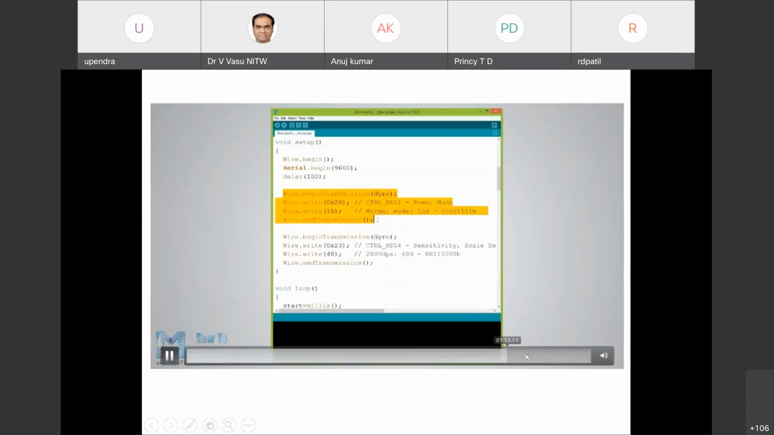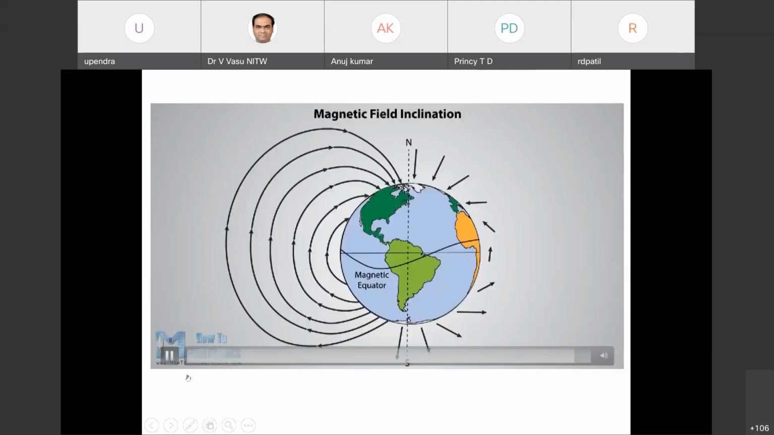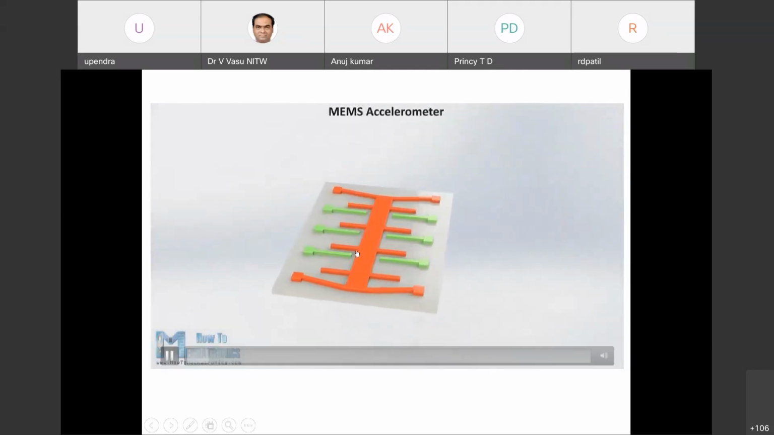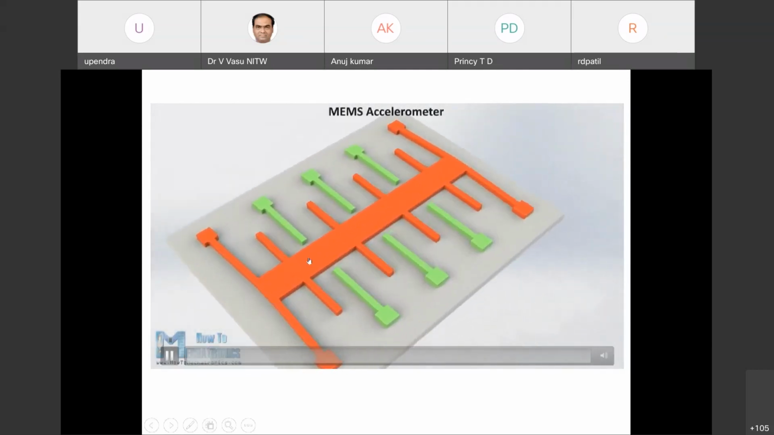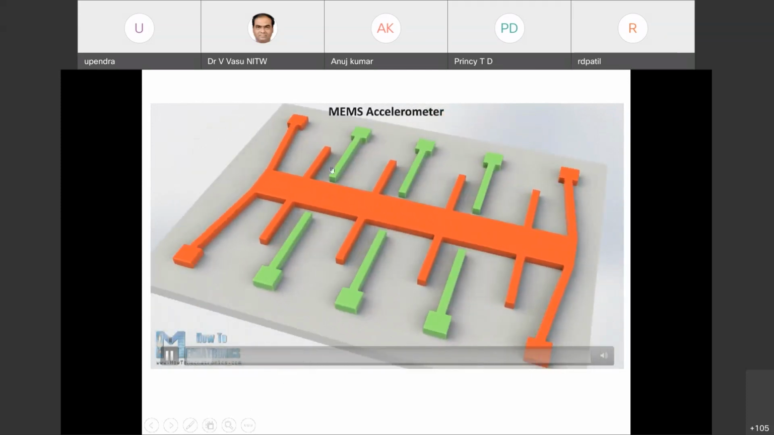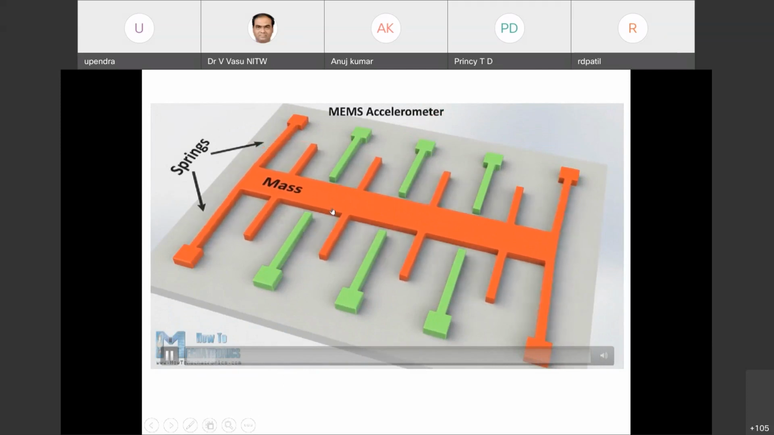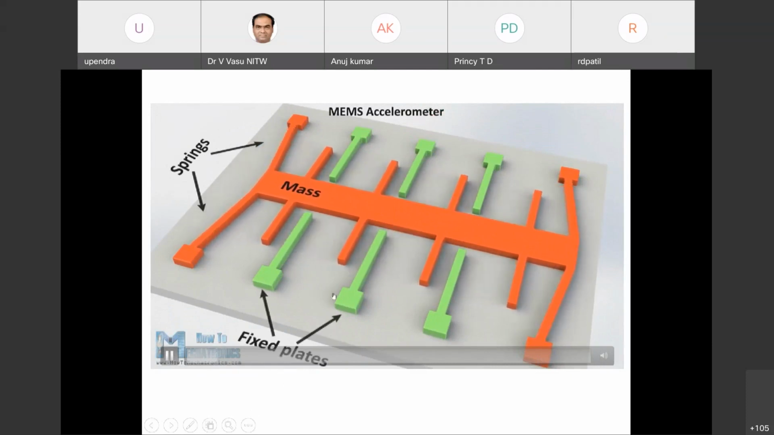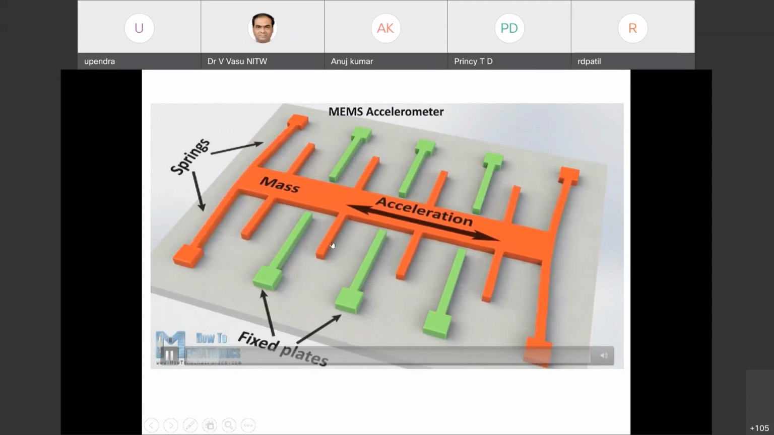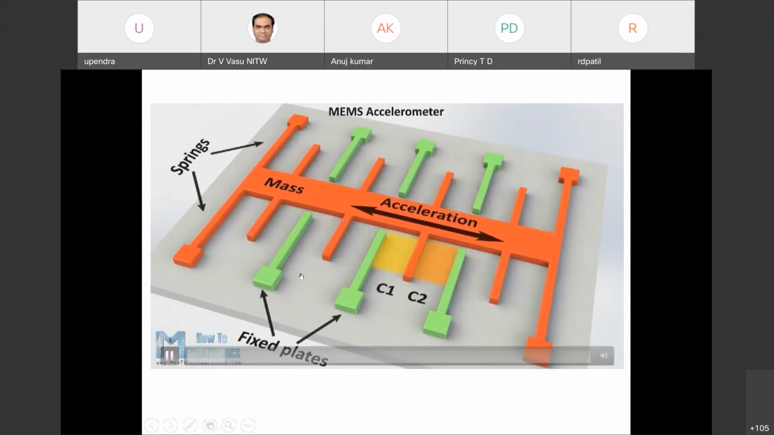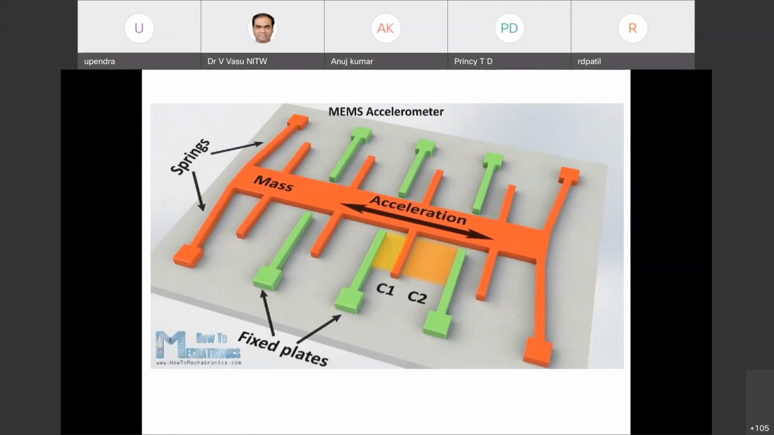The accelerometer measures acceleration by measuring the change in capacitance. Its microstructure looks something like this. It has a mass attached to a spring, which is confined to move along one direction, and fixed outer plates. When an acceleration in a particular direction is applied, the mass moves and the capacitance between the plates and the mass changes. This change in capacitance is measured and processed. That is how the working principle of this accelerometer works.